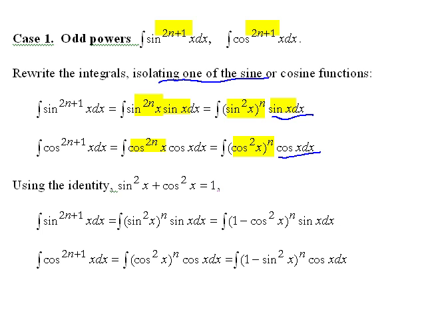Isolate one of the sine or cosine functions, then use the Pythagorean identity for trigonometric functions: sine squared plus cosine squared equals 1. So the sine squared here is replaced by 1 minus cosine squared, and the cosine squared here is replaced by 1 minus sine squared. Now you have a setup for using substitution.